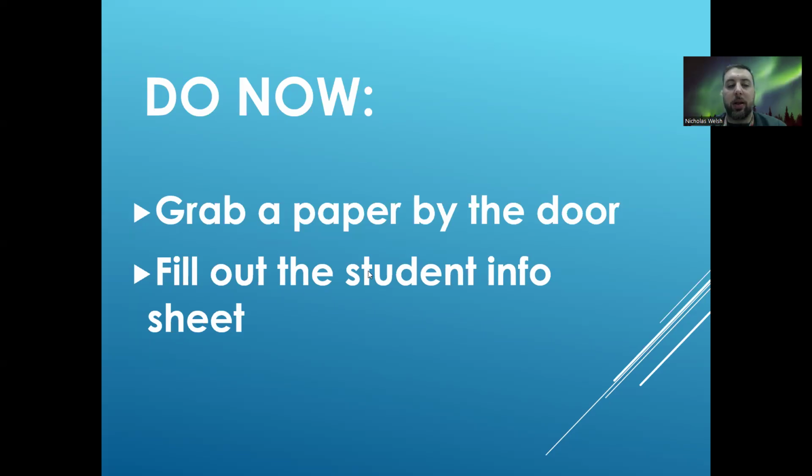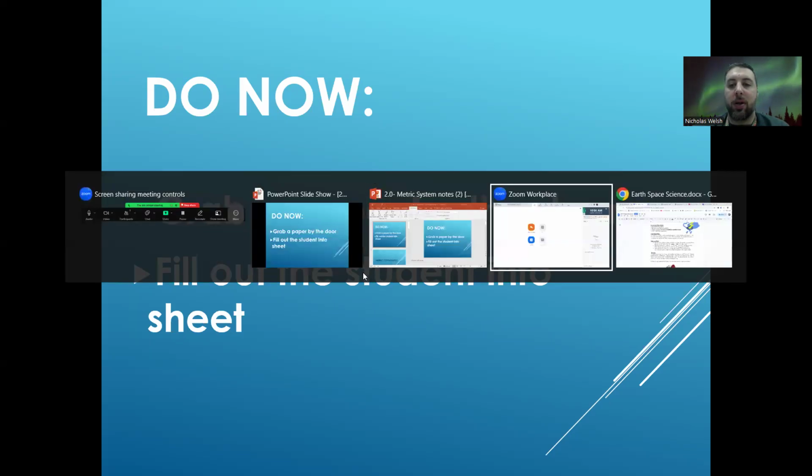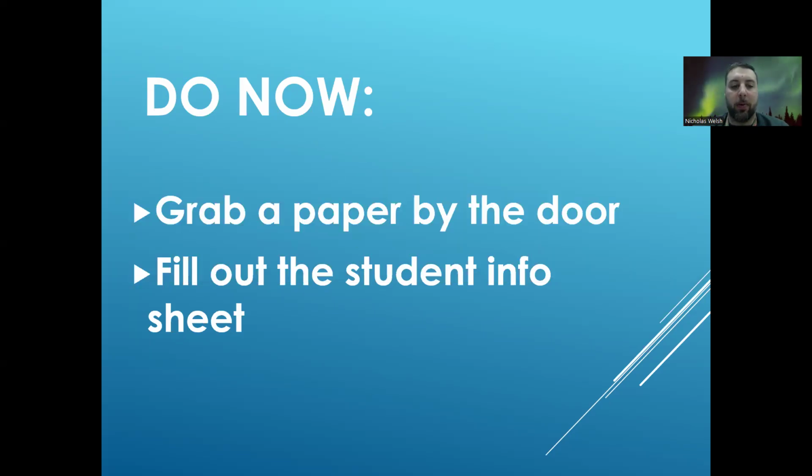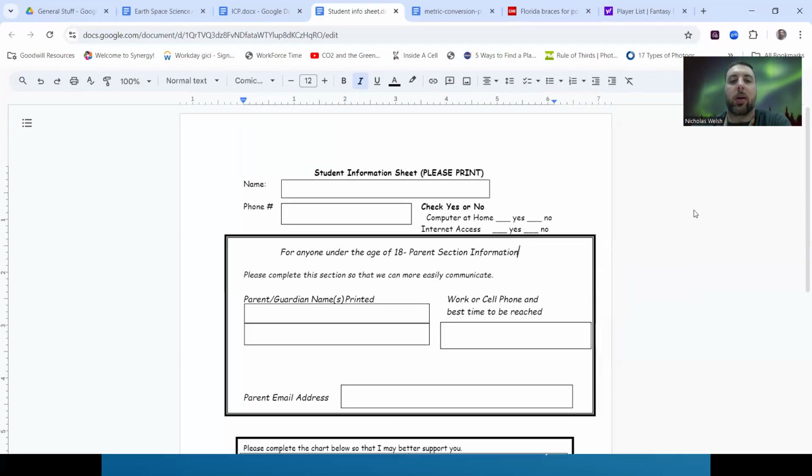Let's take a look at the back page, which is called the Student Information Sheet. I'm going to pull that up on my screen right now, and let's take a look at this together. Even if you filled out a student information sheet for me in the past, please fill out a new one. Or if you're new, fill one out anyway. Everyone's going to turn one of these in today.